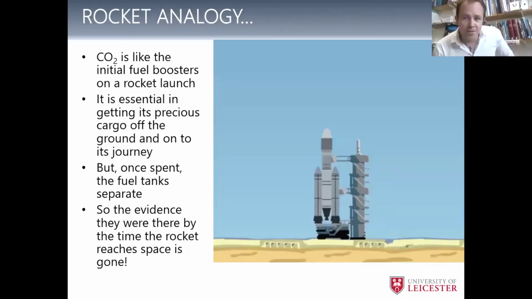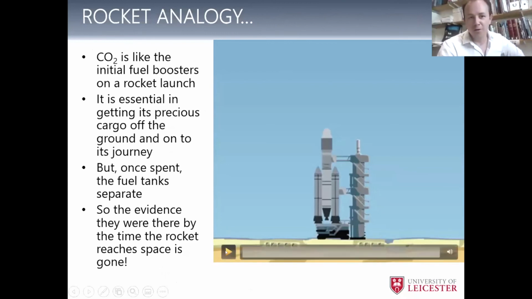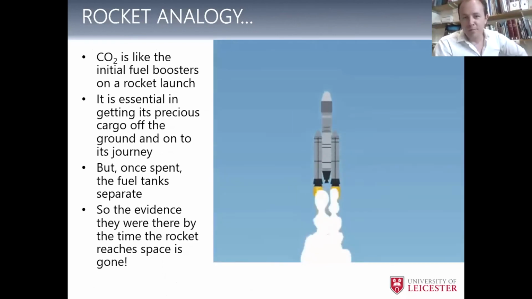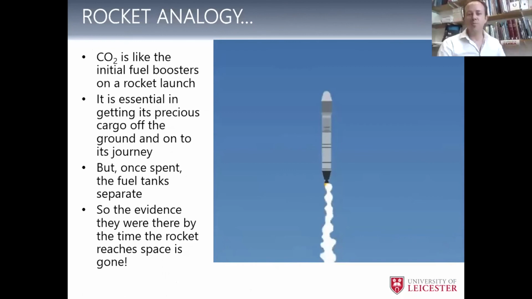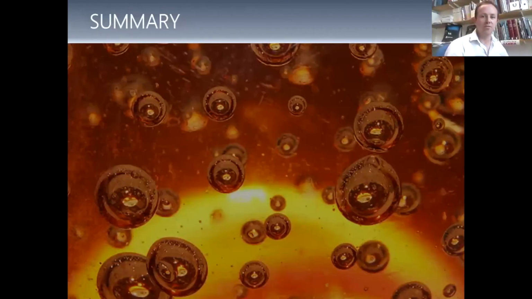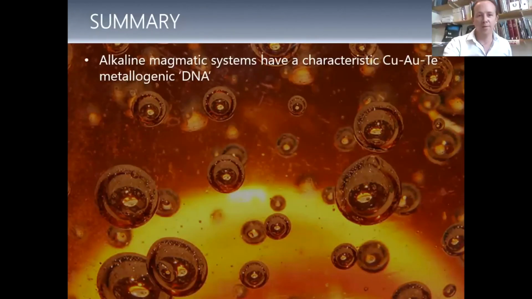So what we're suggesting is that CO2 here is a little bit like the fuel boosters on a rocket launch. It's essential to get that rocket off the ground, across the Moho, into the lower and middle crust, but at some point the two separate, and by the time those magmas get to the upper crust, we don't really see the evidence of it anymore. So it's only in these lower and mid-crustal deposits that we see the evidence of this process happen.